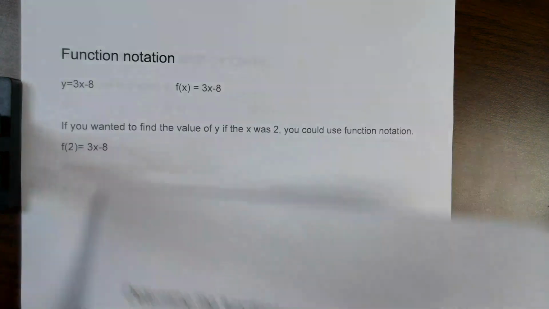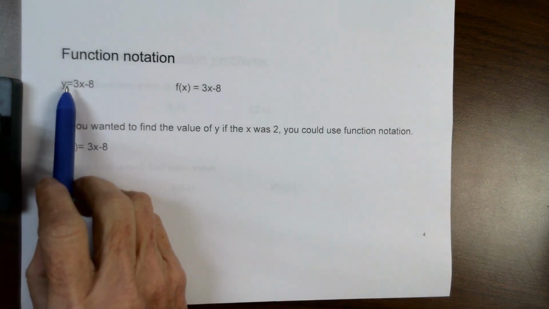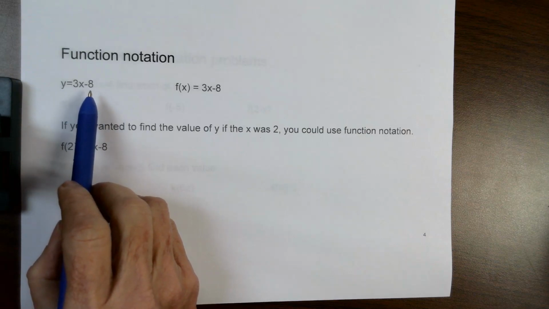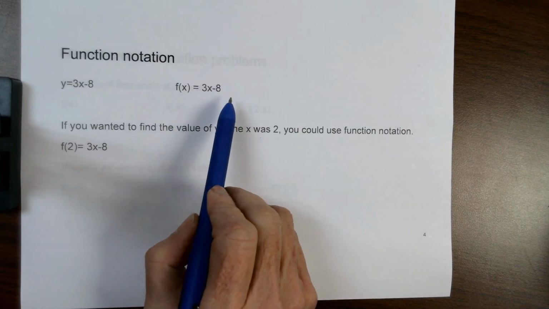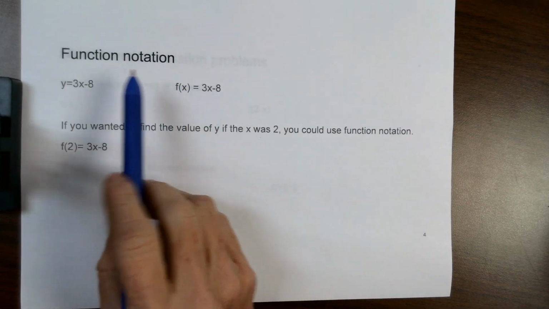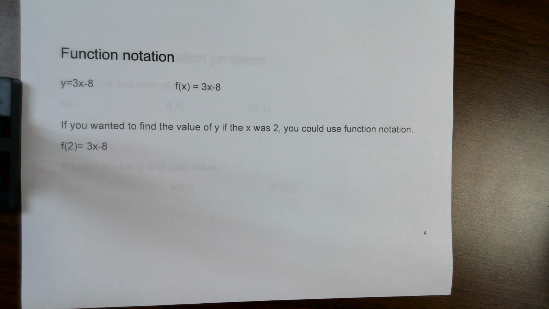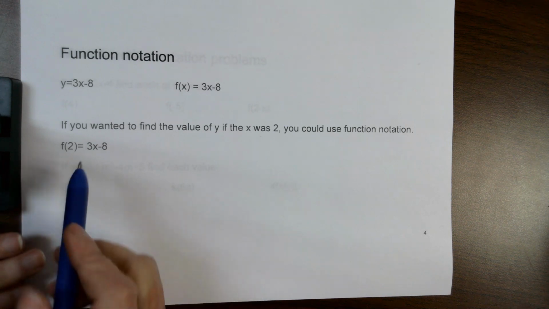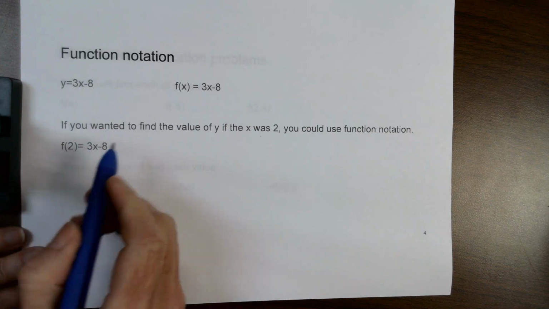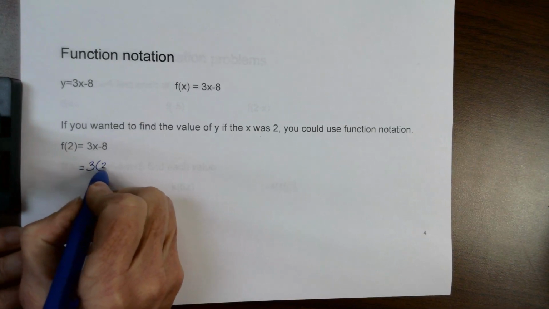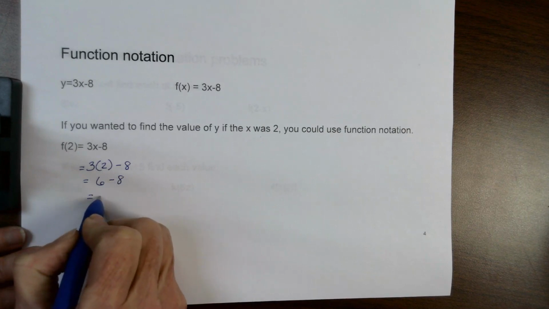I do have function notation, which simply says you can take an equation that's written as y equals 3x minus 8 and write it as f of x equals 3x minus 8. So this f of x takes the place of that y. If you wanted to find the value of y if x was 2, you could use function notation that looked like this. This simply tells me to substitute 2 in where the x is. So 3 times 2 minus 8 gives me 6 minus 8, or -2.